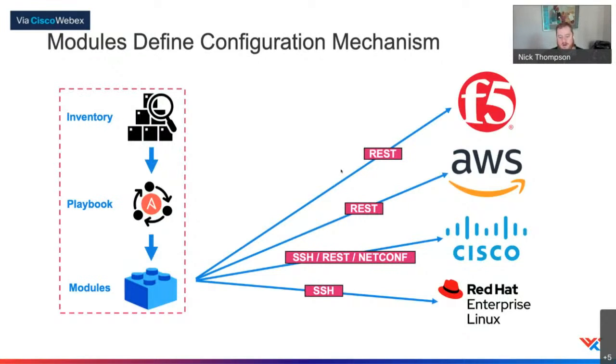Am I SSHing into that router or switch? Am I using REST to manage an APIC? Or maybe I'm using NETCONF to push that configuration to those devices, as well as, right, if you're using Ansible to manage Linux boxes, being able to access those over SSH.